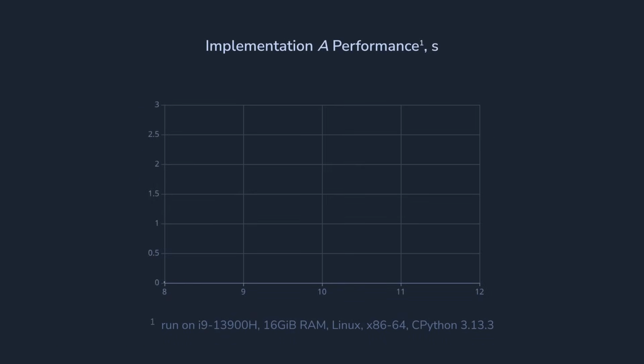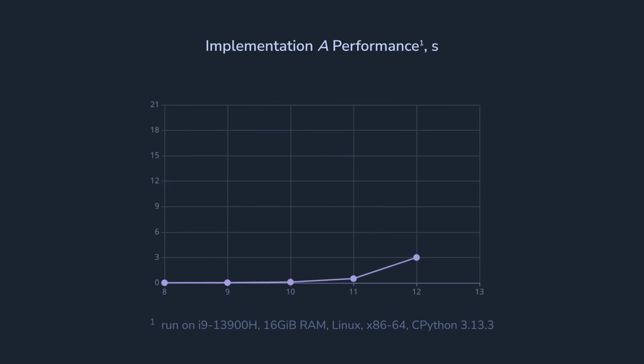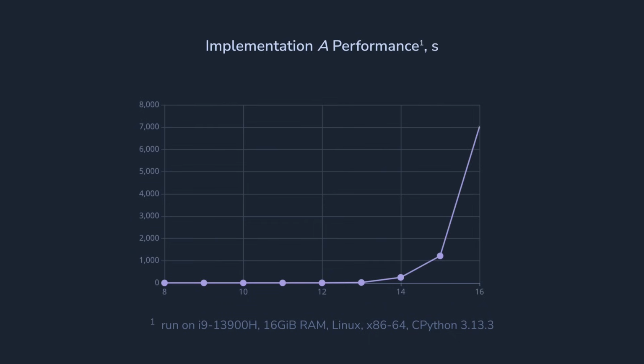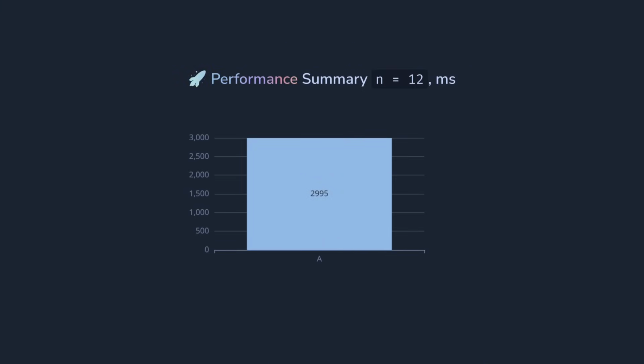So here is a chart of the performance of our first implementation. The first n's until 12 are running fine. We are in terms of milliseconds. Then on n equals 12, we hit 3 seconds. And then each time it's getting much slower and slower, until we hit an unacceptable 117 minutes on n equals 16. Since I don't want to wait 2 hours for each test, now let's focus on n equals 12.